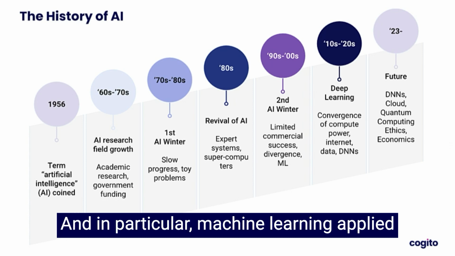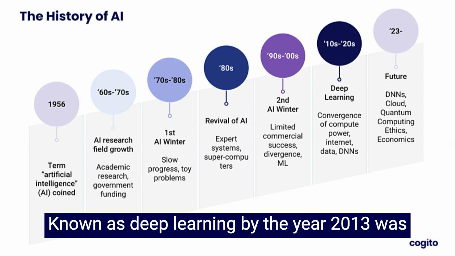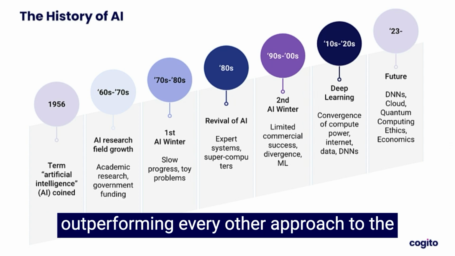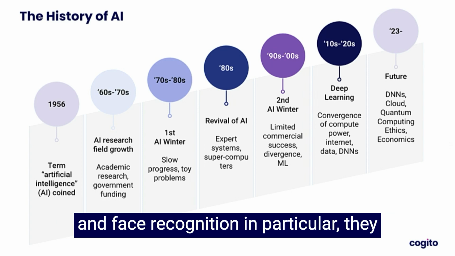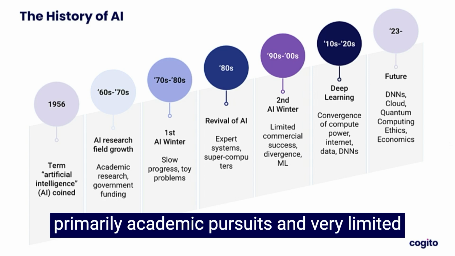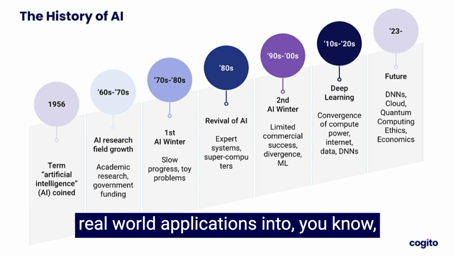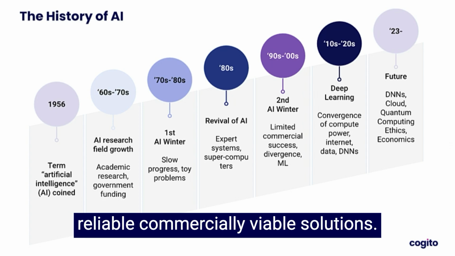And in particular, machine learning applied to deep multi-layer neural networks, known as deep learning, by the year 2013 was outperforming every other approach to the classic AI problems of speech recognition and face recognition in particular. They brought those technologies from being primarily academic pursuits with very limited real world applications into mainstream, widely available and widely reliable, commercially viable solutions.